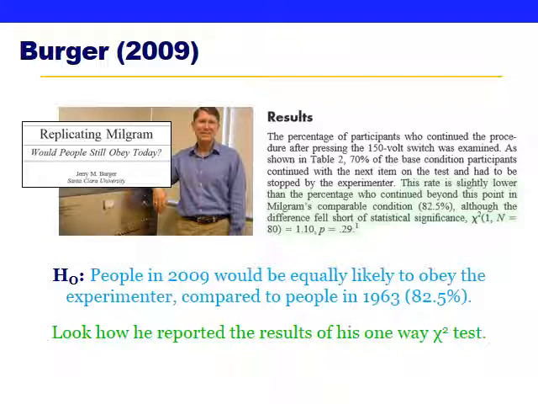He found that there was no statistically significant difference between the percentage of people who obeyed in 2009 as compared to 82.5%, which was the percentage of people who obeyed back in the 1960s. Notice he also follows APA format. He's got his chi-square symbol, he provides the value of the chi-square statistic, and he provides the p-value.